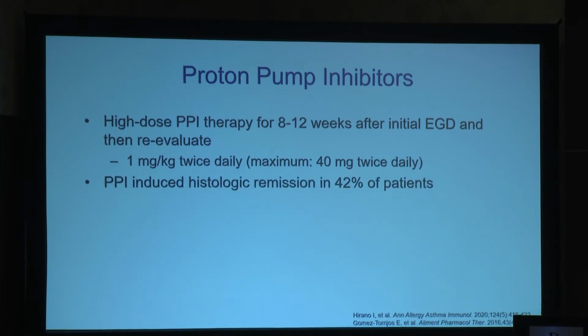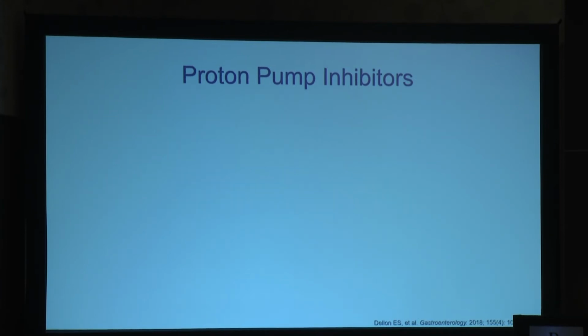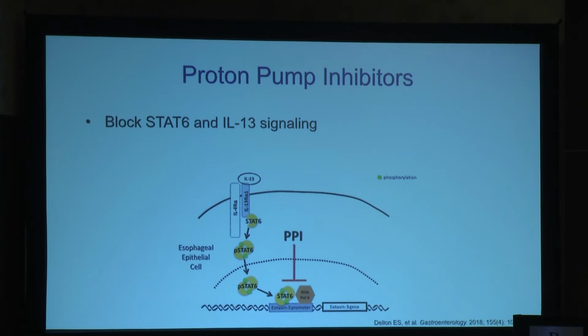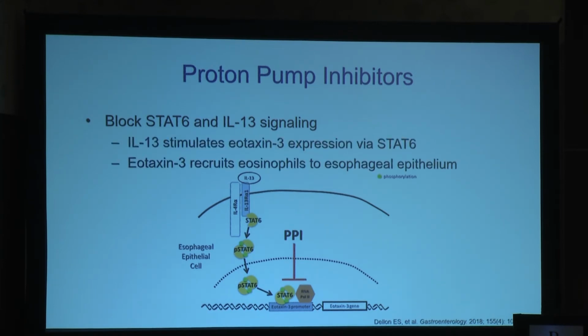It can induce remission in about 42% of patients, and then of those patients, about 80% of them can remain in remission on PPI. So it's not a perfect medicine, but it can help a large number of patients. And none of these treatments I'm going to go through today work in 100% of the patients. So it doesn't work just by blocking acid, it also works by inhibiting those pathways I talked about earlier. So it blocks that STAT6 pathway so that we don't get activation of that eotaxin-3, so we don't get eosinophils going to the esophagus.